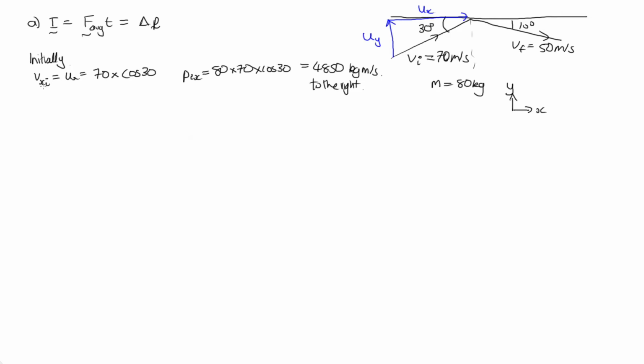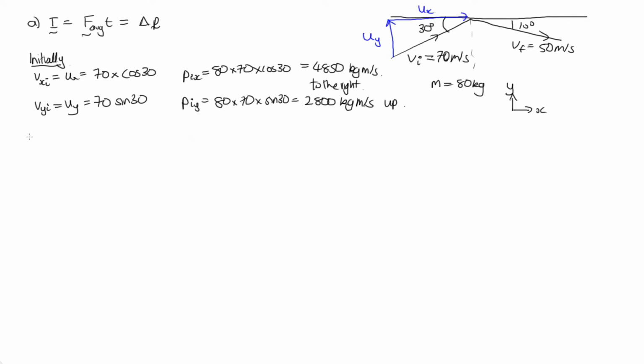And then we want to do the same thing vertically. So vy initial is equal to uy, which is this one. And so we can see this is the opposite angle. So this will be equal to 70 sine 30. So then to get the momentum, the initial y momentum, we just multiply this by the mass, which is the 80 kilograms. So we've got 80 times 70 times sine 30, which when we solve it on the calculator, we get 2,800 kilogram meters per second, and that is towards the wall, so up.